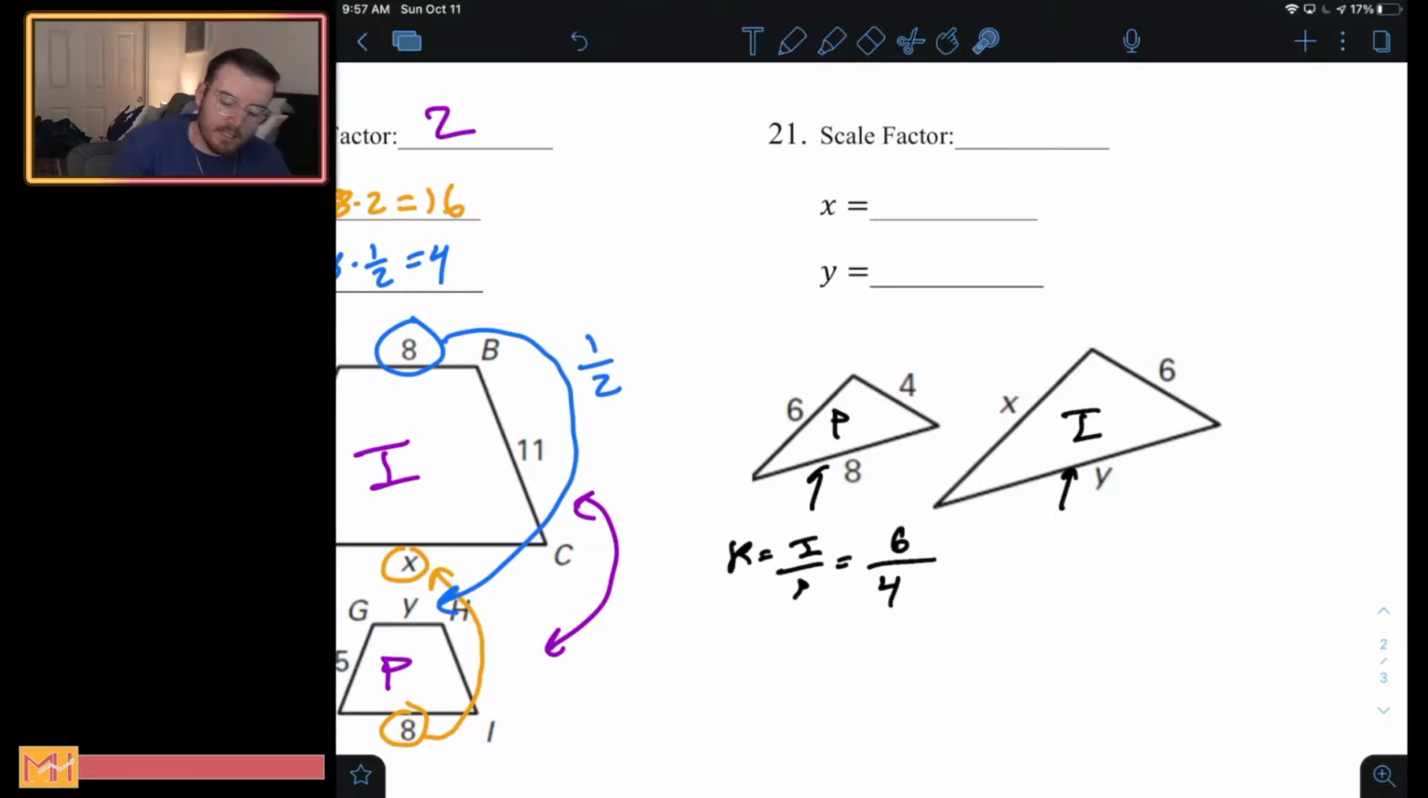I don't know any other lengths except for 6. So if 6 is my image, I have to choose the corresponding side. I can't do 6 over 8. I understand that that's one of the pre-image lengths, but it's not the one that corresponds with 6. Corresponding meaning they match. This side and this side go together. So image over pre-image, I get a scale factor of 3/2.